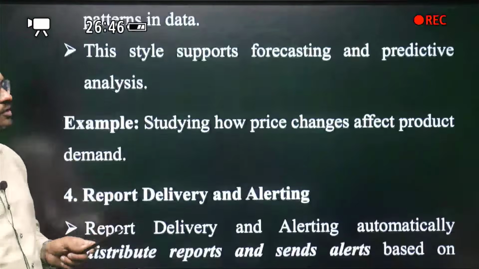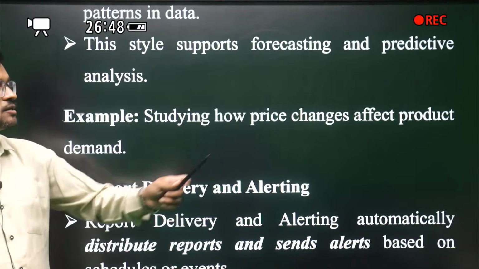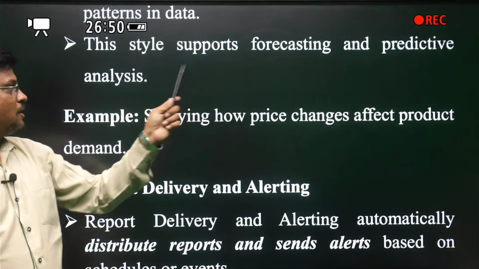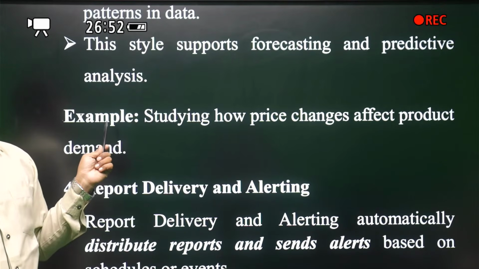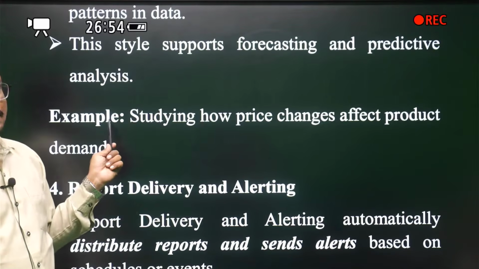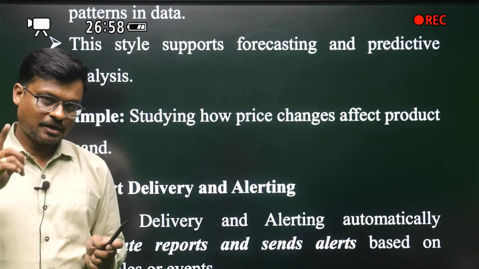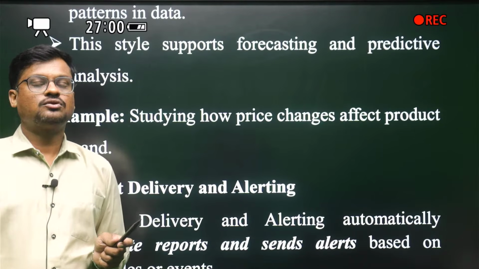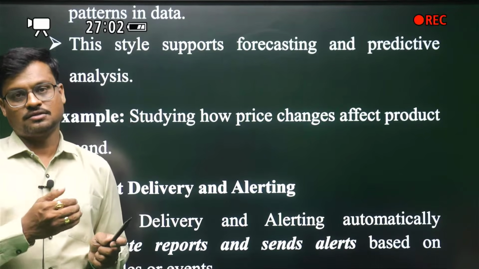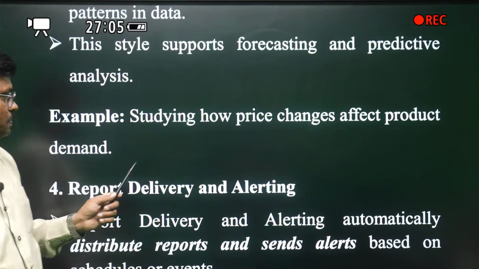And after you identify all these things, you can forecast and predict the future trends. That can be done with the help of data mining. It is a statistical and mathematical technique which is used to find out the hidden trends and patterns which are previously unknown.